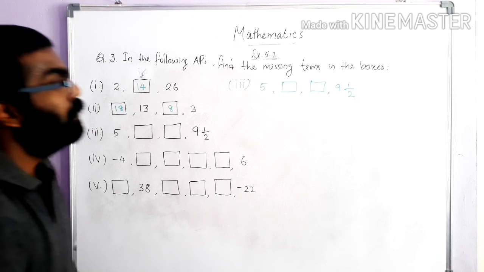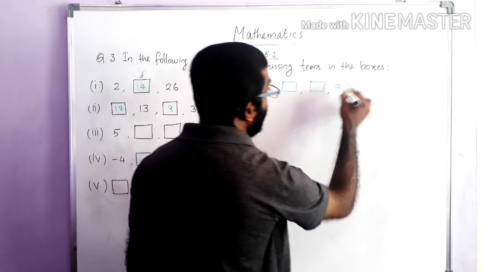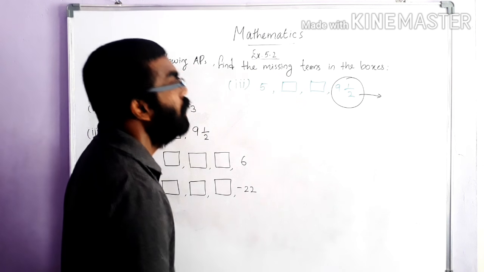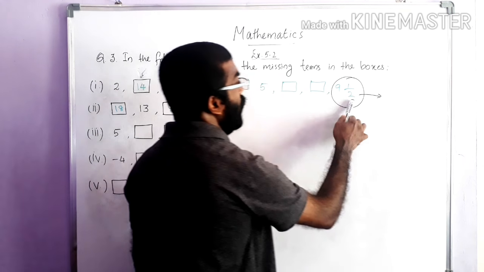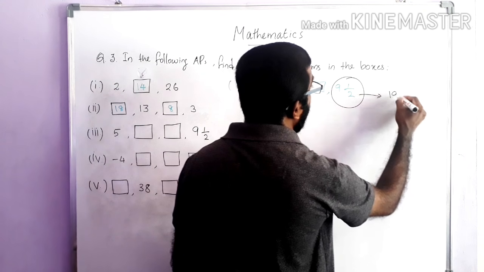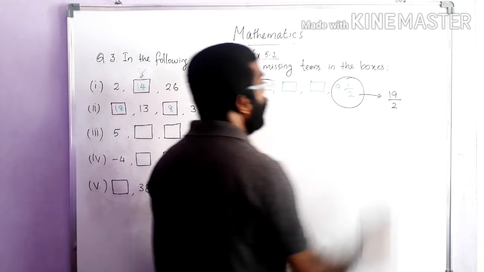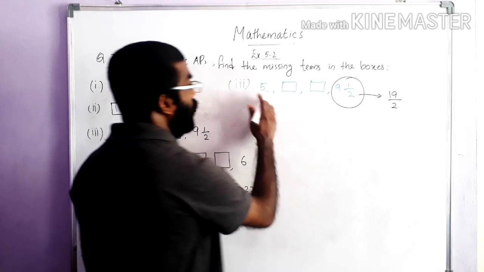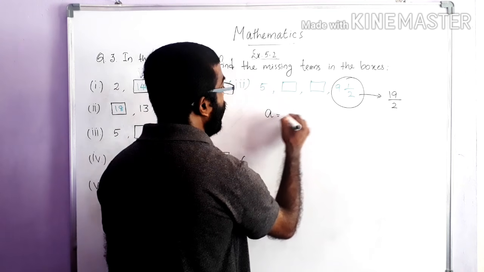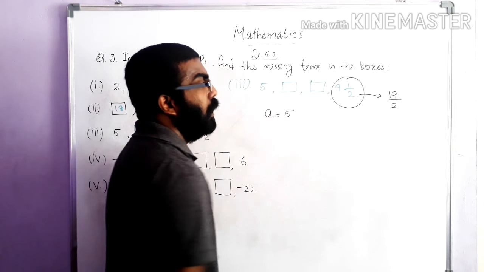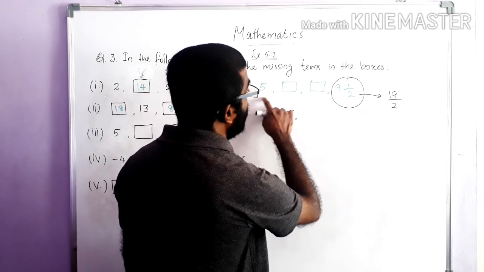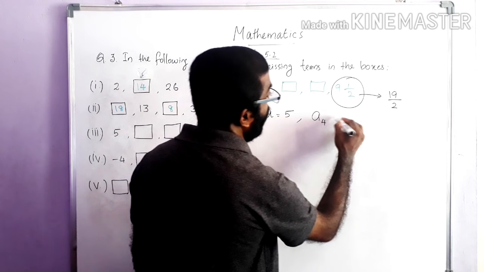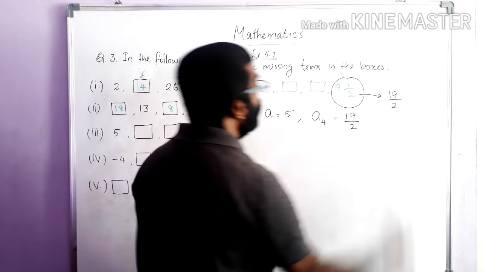Okay. So in order to make the calculation easier, we can change it into improper form. 9 and a half: 9 2s are 18, 18 plus 1 is 19, so 19 by 2. So this can be taken as 19 by 2. Here we know the first term A is equal to 5, and the fourth term A4 is equal to 19 by 2.